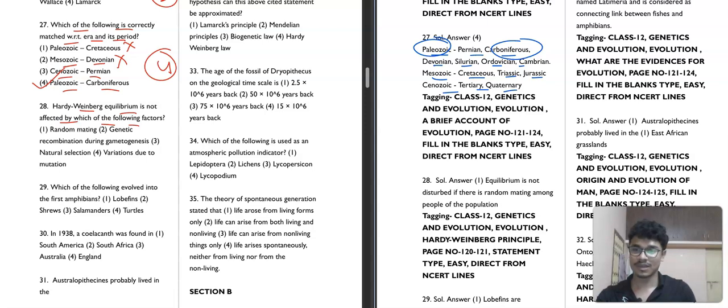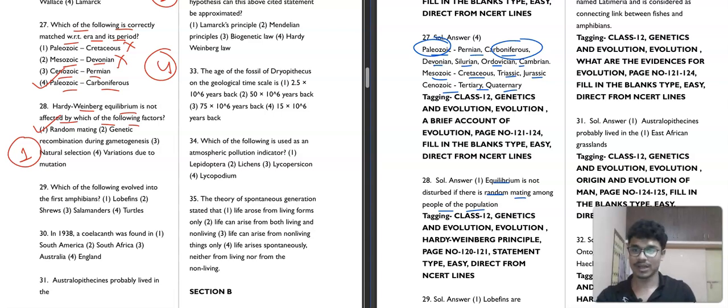Then genetic recombination during gametogenesis, the natural selection, variations due to mutations. It is saying Hardy-Weinberg equilibrium is not affected by which of the following? So in random mating, equilibrium is not disturbed if there is random mating among population. So first option will be our correct answer. Genetic recombination during gametogenesis, it affects. Natural selection also affects. Then variation due to mutation also affects the Hardy-Weinberg equilibrium.